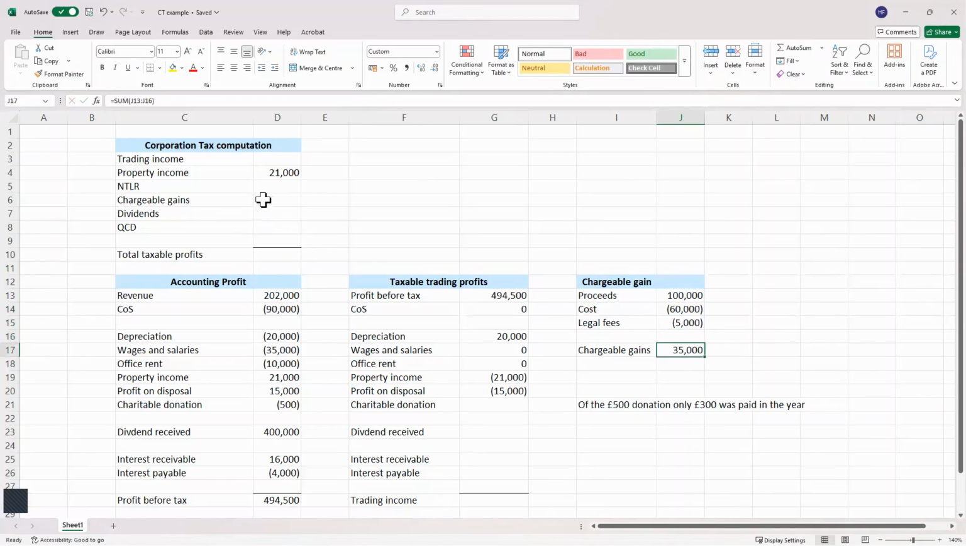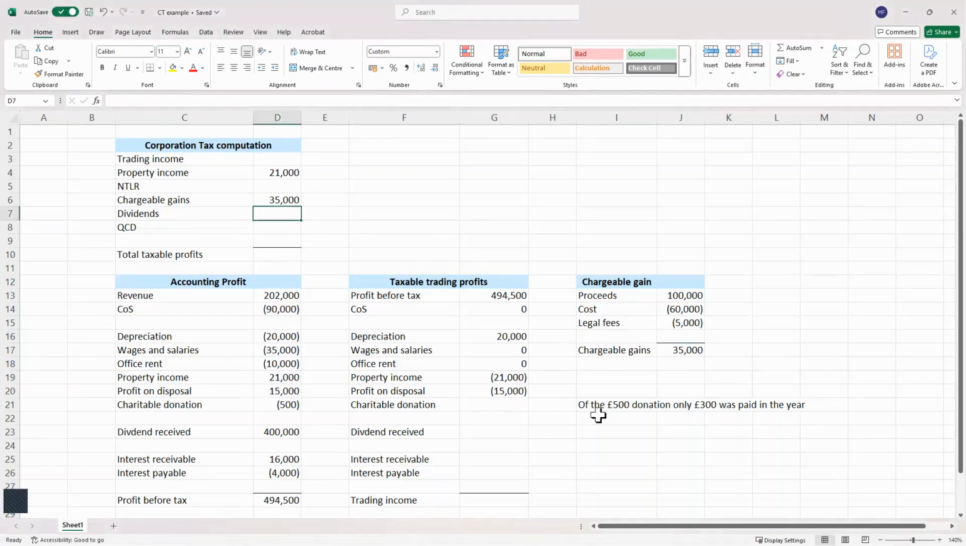We then need to take the chargeable gain and pull that into our corporation tax computation up here. So what we've done here, we've stripped out the profit on disposal and then calculated a separate chargeable gain, which is included up here, and the company will then pay corporation tax on all of these sources of income, so including the chargeable gain.